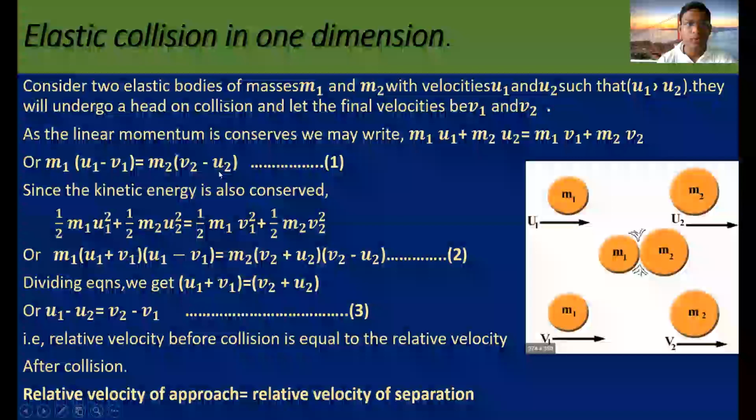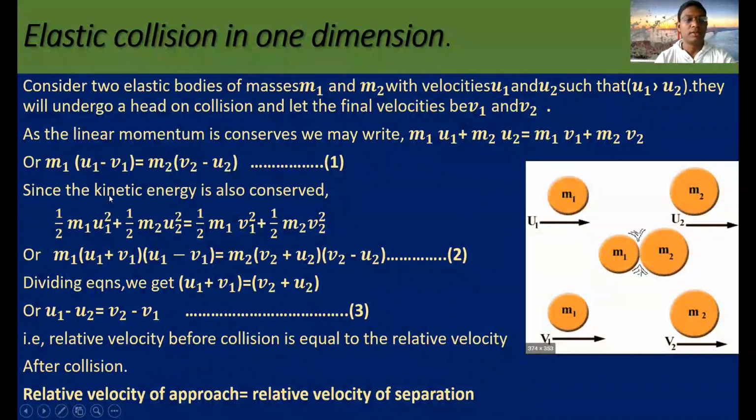So what we will do, I will bring this quantity to the left side, and this quantity will be taken to the right side, and I will take m1 common. So m1 into (u1 minus v1) will be m2 into (v2 minus u2). So this is our equation 1, all right. Where did we get it from? We got this equation 1 from the law of conservation of momentum, all right.